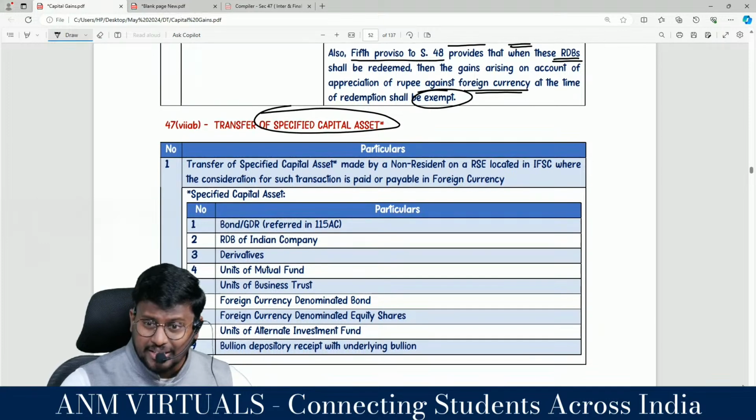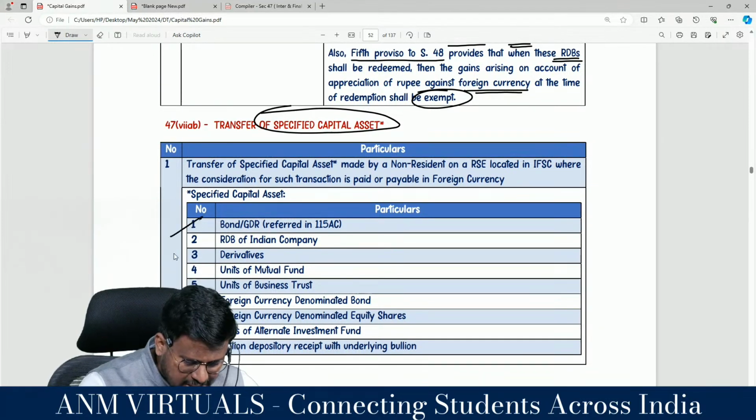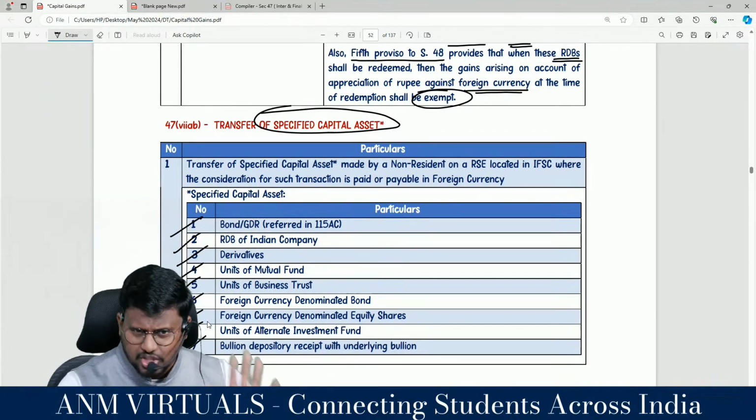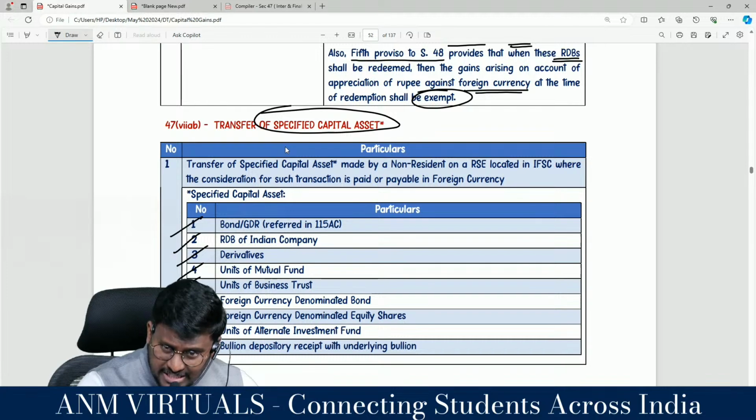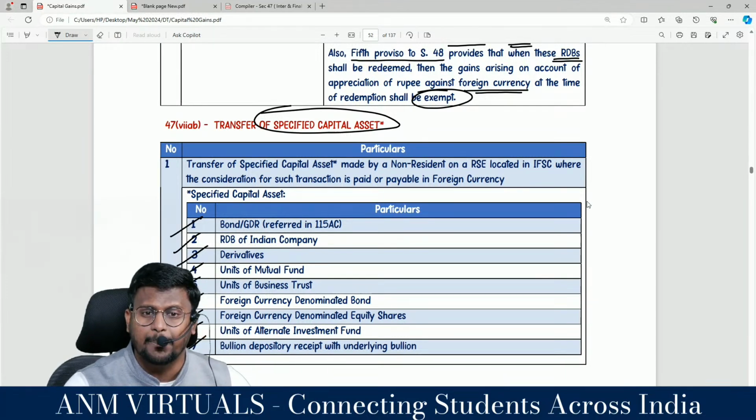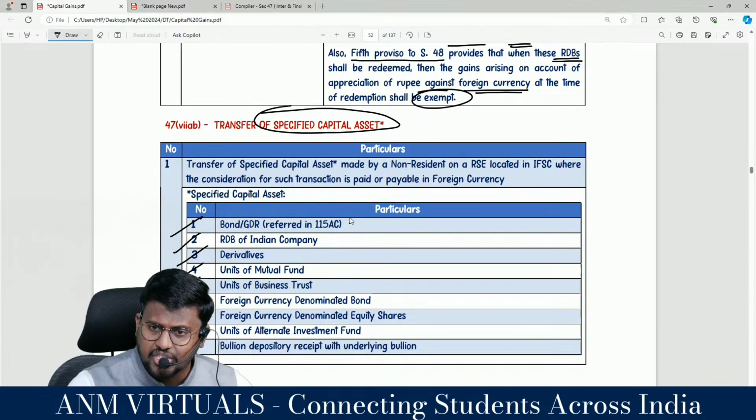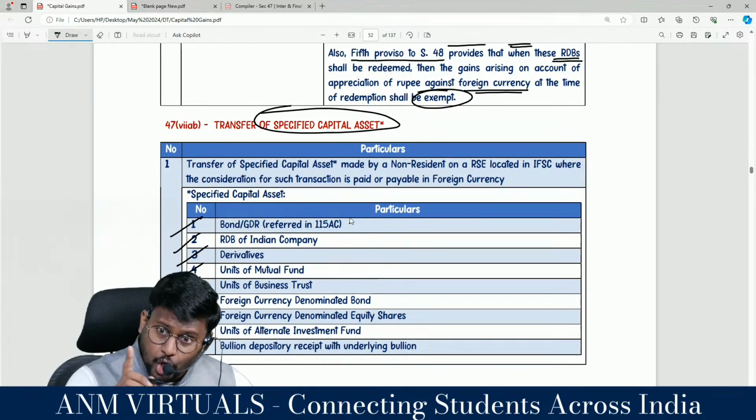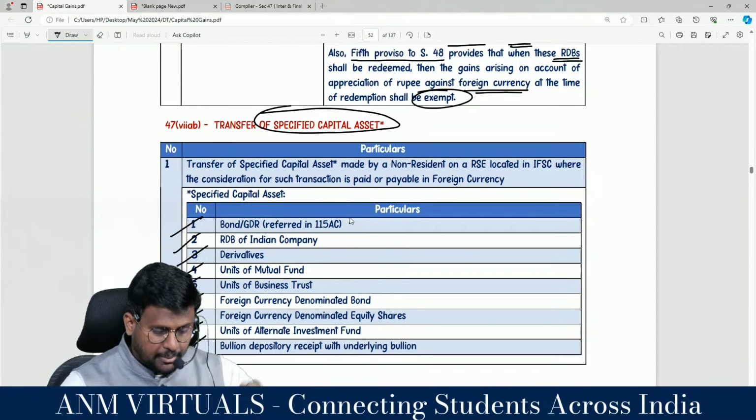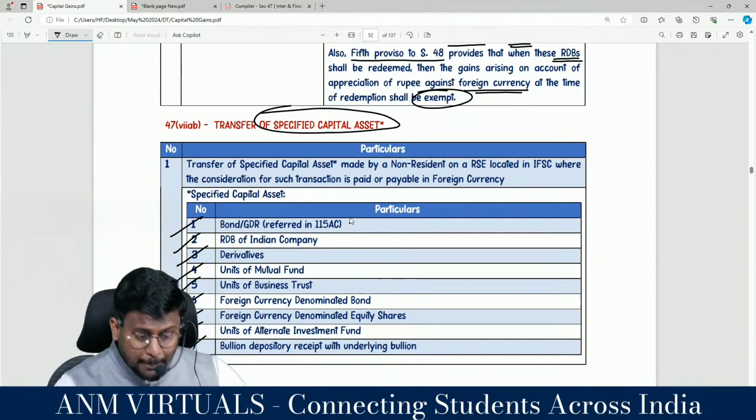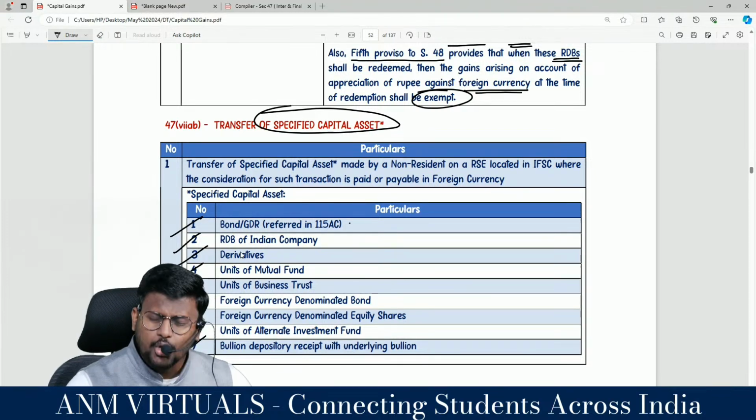Actually, in 47 clause 7AB, this much capital assets are covered. So I can't repeat all these capital assets every time. So I have named it as specified capital asset, which are bonds or GDR referred under section 115AC, rupee denominated bond of Indian company. This we have already discussed, plus derivatives, plus what? Or units of mutual fund, units of business trust, units of foreign currency denominated bond.